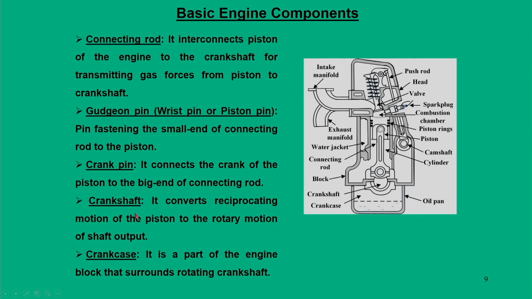Then we have a crankshaft, because this crank pin and the crankshaft are an integral part. The crankshaft converts the reciprocating motion of the piston to the rotary motion of the shaft output. How it does that, we will see in the later part of this course. Then we have the crankcase, which is the part of the engine block that surrounds the rotating crankshaft.